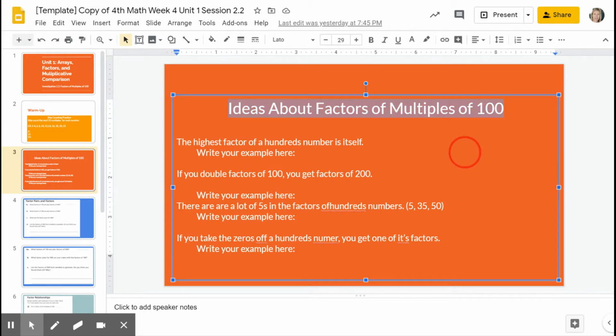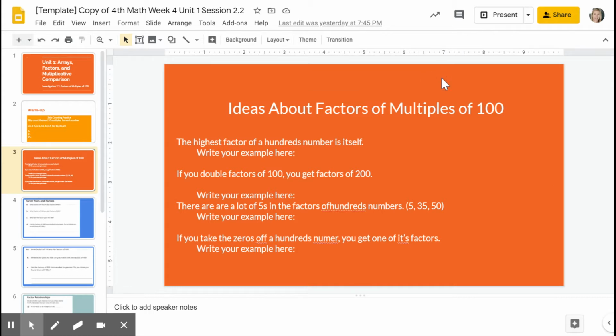So 100 times 1 is 100. 100 times 2 is 200. 100 times 3 is 300, etc. It's also another way of skip counting. So I could count by 100s: 100, 200, 300, 400, right? Just like your warm-ups that you've been doing, where you skip count with numbers. These are some ideas about the factors of those numbers.